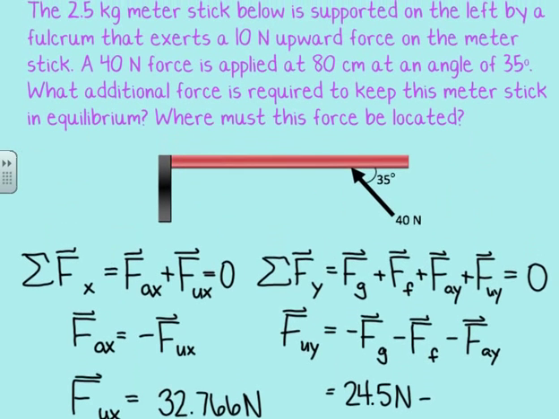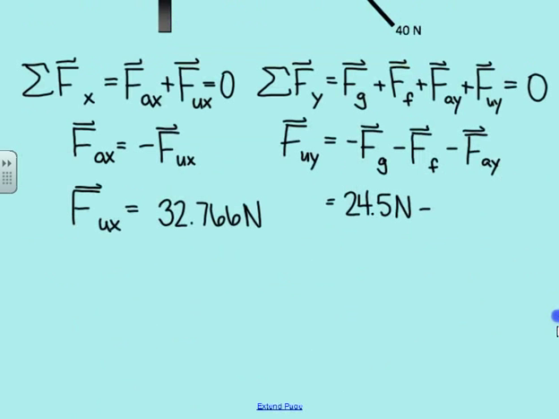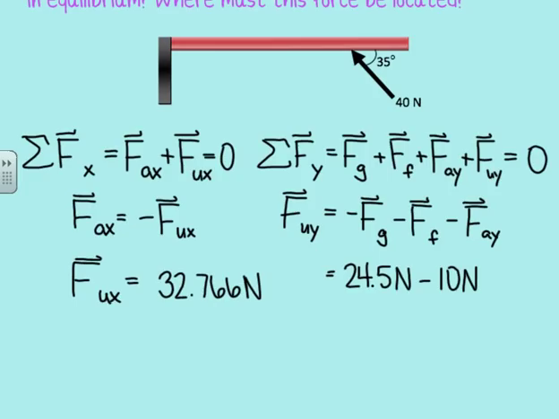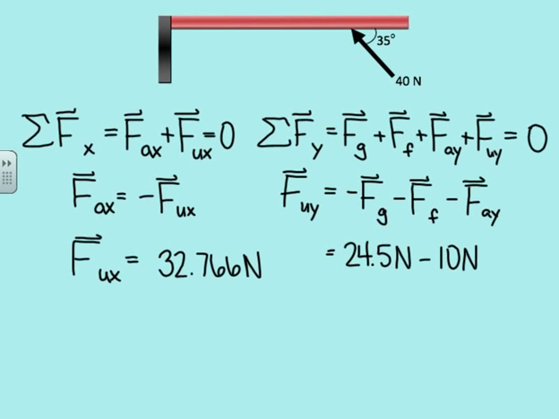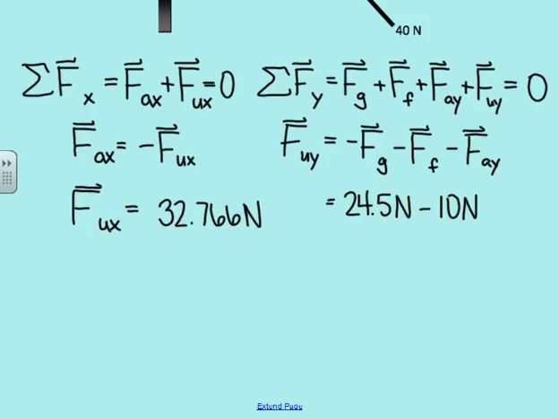The problem tells us that the fulcrum exerts a 10 newton upward force on the meter stick, so I plug in positive 10 newtons. And then I have to calculate the y component of this applied force. I do that by 40 newtons times the sine of 35 degrees. I notice that it is up, and thus it is a positive component. So the component that I get is 22.94 newtons.